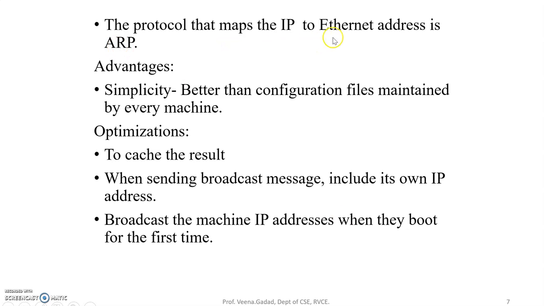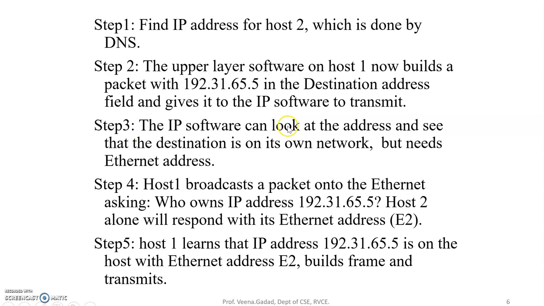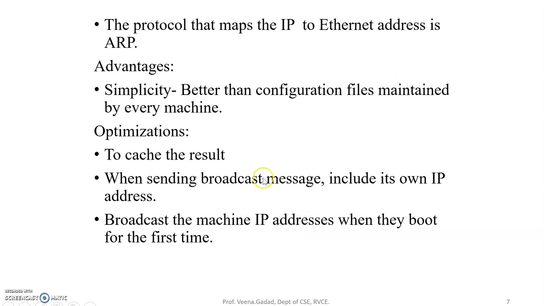Now the protocol that maps the IP to the Ethernet, there is some procedure over here, correct? The host 1, that is the sender machine, has to broadcast the packet onto the Ethernet asking who owns this IP address, waits for the response, and it also maintains a cache of this mapping, right? So there is some protocol that is being followed over here. That particular protocol is called the address resolution protocol, mapping of IP address to the Ethernet address, right?